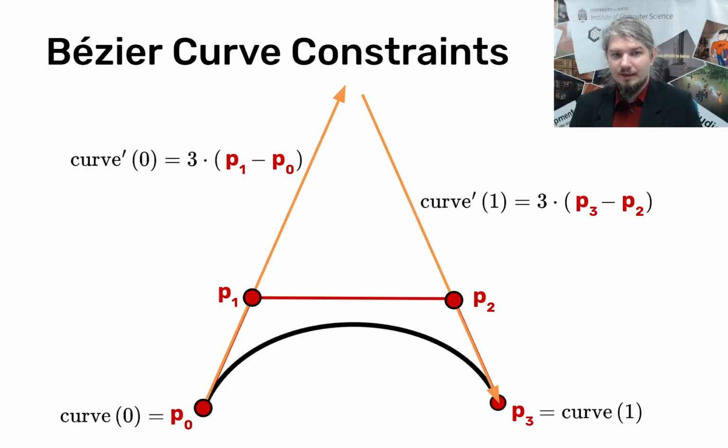Visually this looks like this. So we have the first constraint here, the curve must be here at the beginning, and the last constraint here, the curve must be here at the end. And well, we have these points P1 and P2, but the derivative here is going to be 3 times larger than the vector from P0 to P1. And in the end, it's also going to be 3 times larger than the vector from P2 to P3.